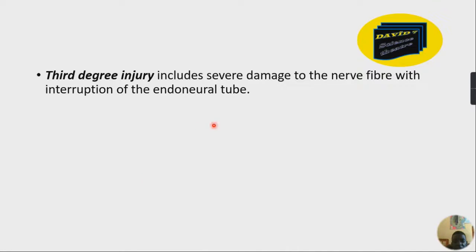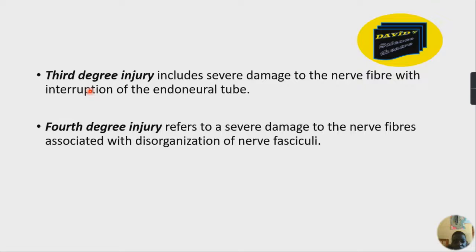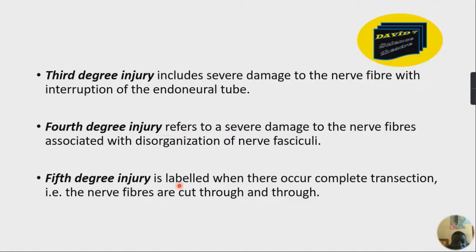The third degree includes severe damage to the nerve fiber, but here the endoneural tube will be interrupted. And the fourth degree involves severe damage to the nerve fiber, which is associated with the disorganizing of the nerve fasciculi. In the recent video where I talked about a neuron, I showed you how the peripheral nerves are organized from a single axon covered by several layers to form fascicles or fasciculi. So here the nerve fibers will be disorganized in the fourth degree. And the fifth degree injury is labeled when there occurs complete transection, i.e. the nerve fibers are cut through and through.